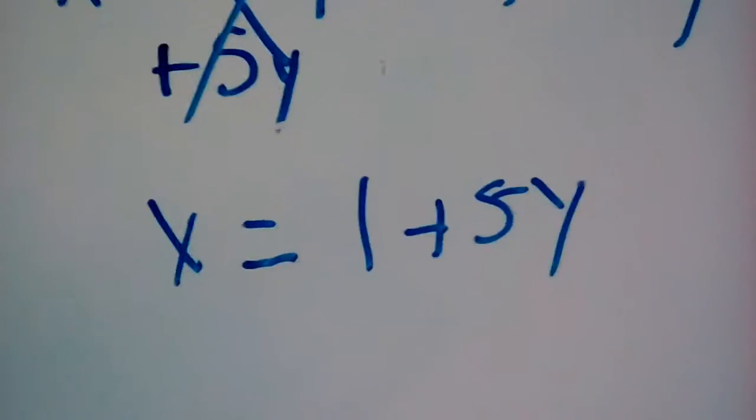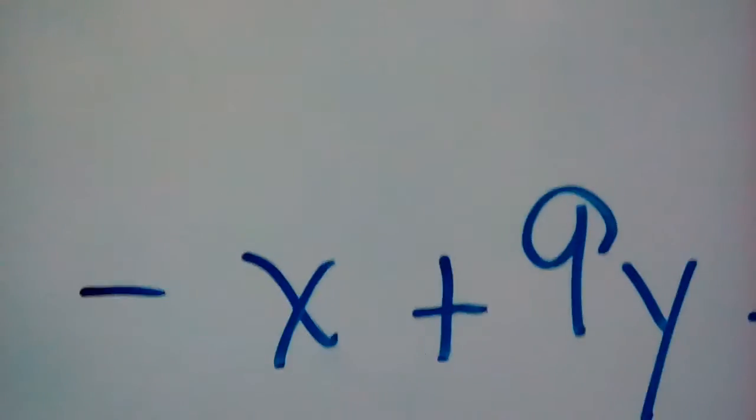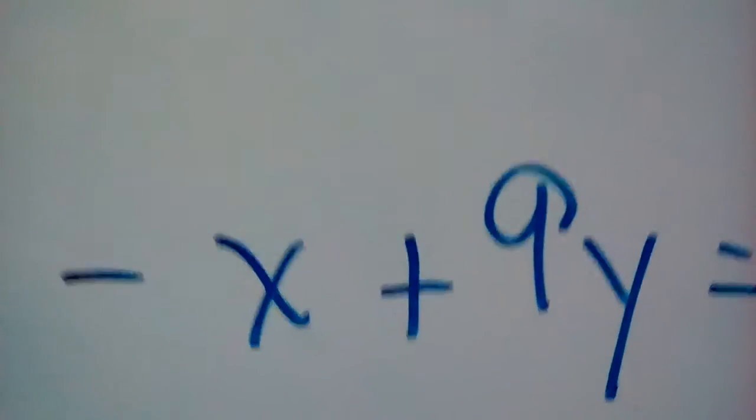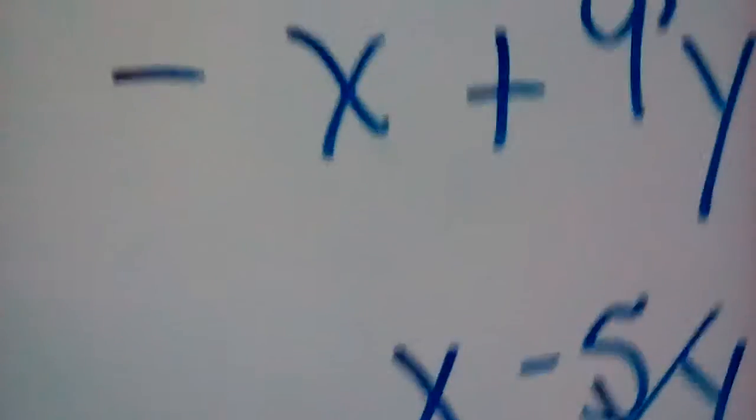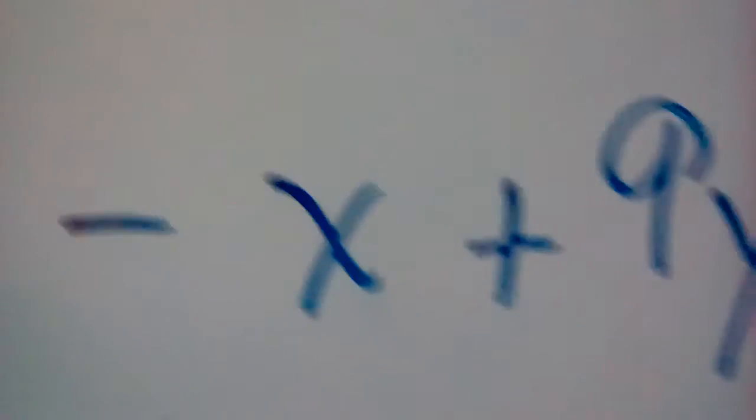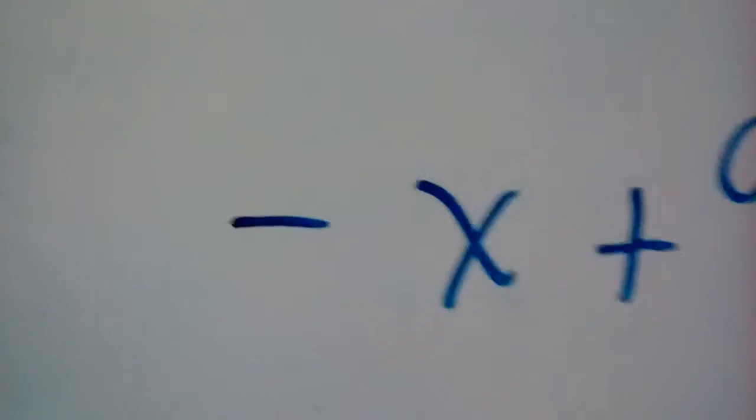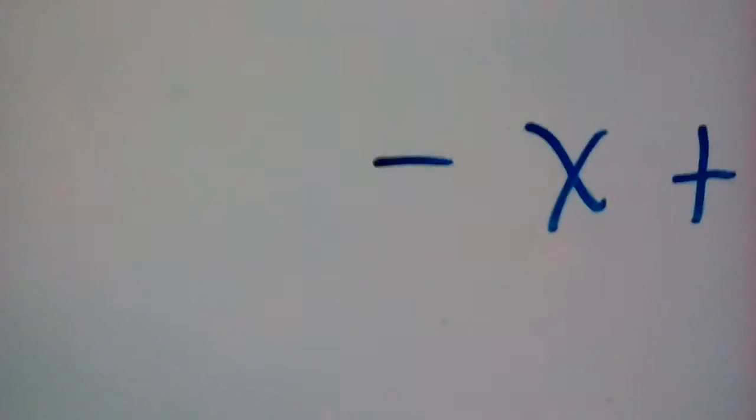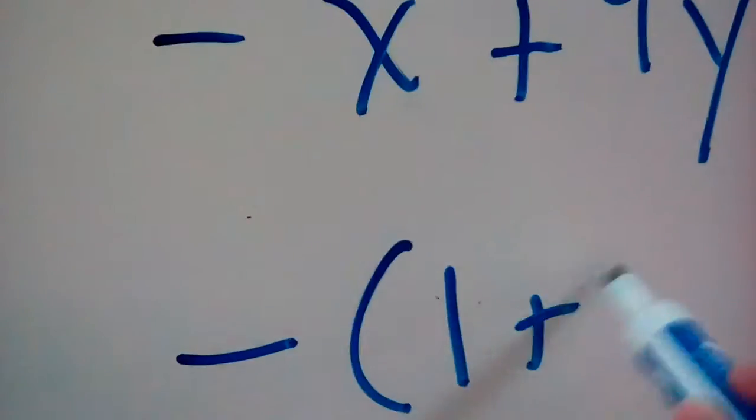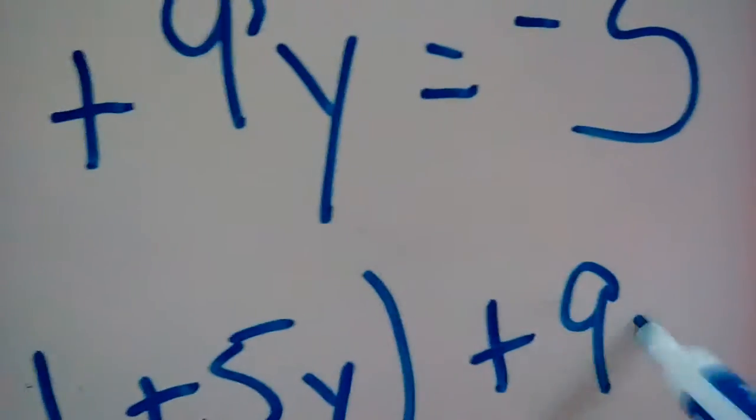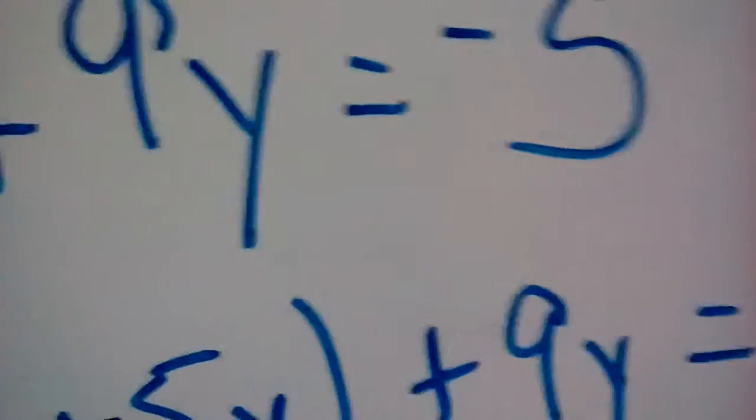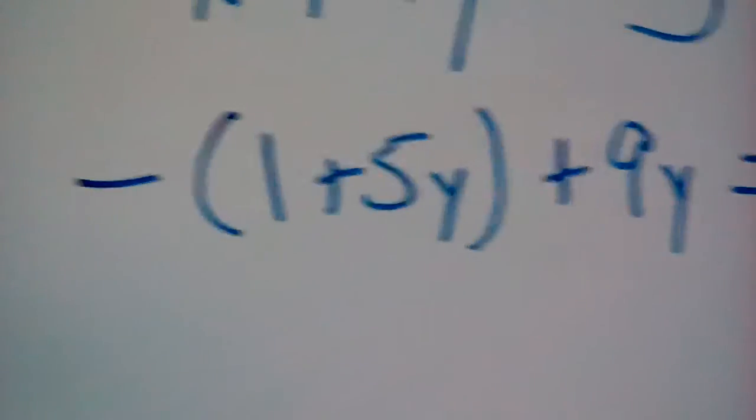So there's my equation, and I can stick that up here. What I'm going to do is, wherever I see an x, I'm going to put 1 plus 5y. So I have my negative sign here, and I'm going to put my 1 plus 5y, and I'm going to add my 9y. And all of this is equal to negative 5. So all of this right here is going to be equal to negative 5.